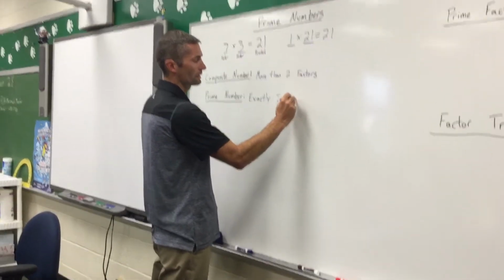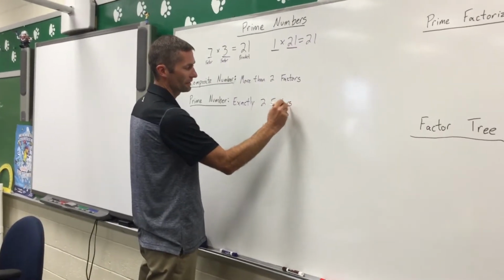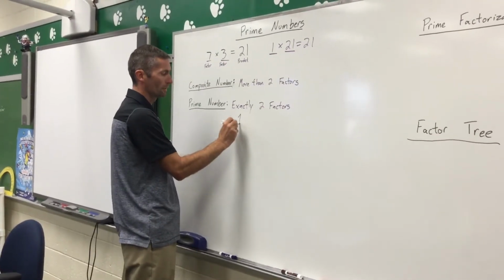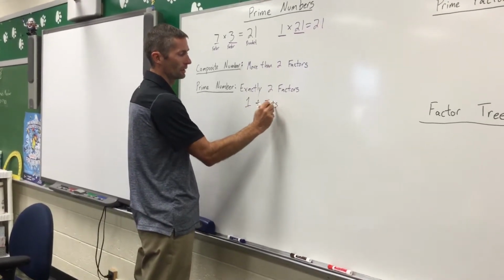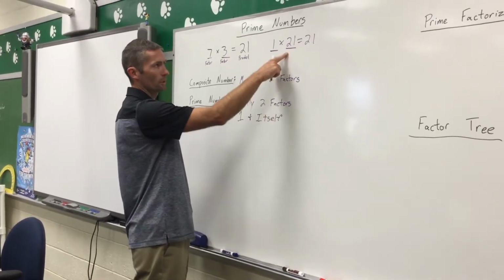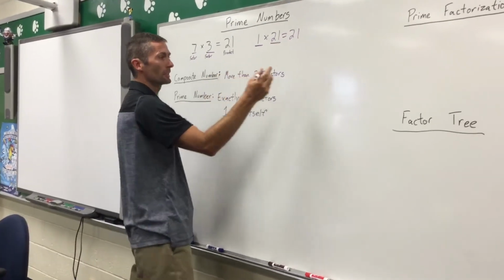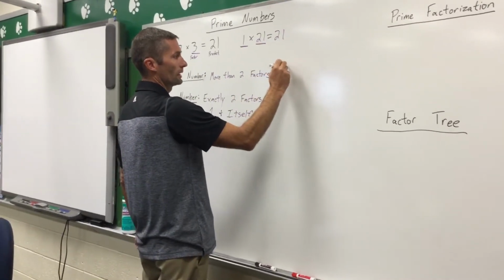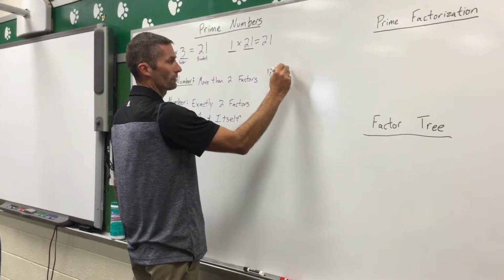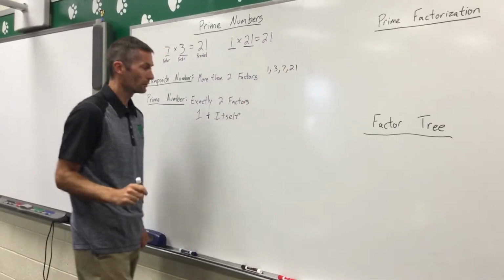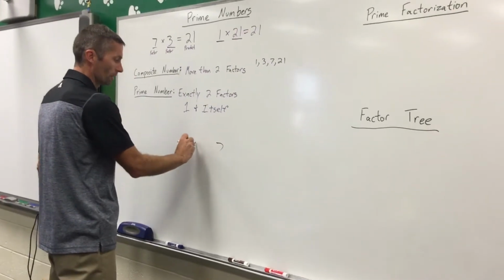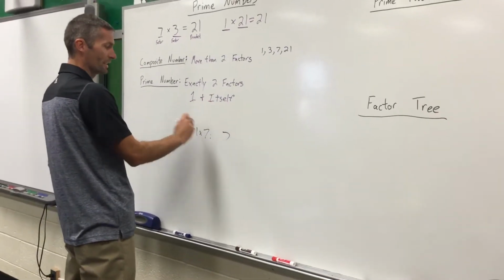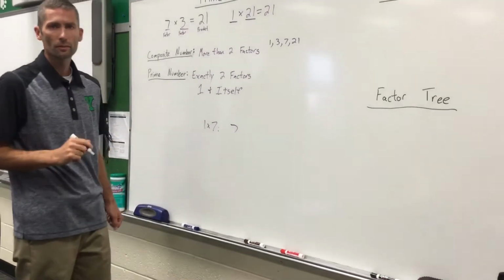The only factors are 1 and me. So the only factors are 1 and itself, whatever that number is. Okay, so the number 21 is composite because it has more than 2 factors. It has 4 factors, 1, 3, 7, 21. The number 7, the only things you can multiply to get 7 are 1 times 7. So the factors of 7 are 1 and itself, 1 and me.